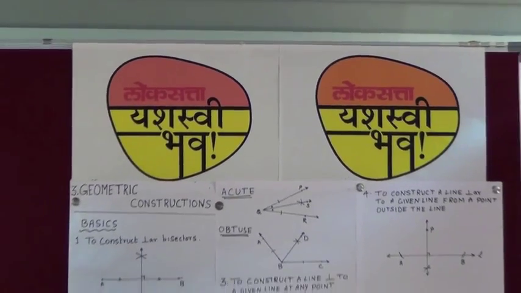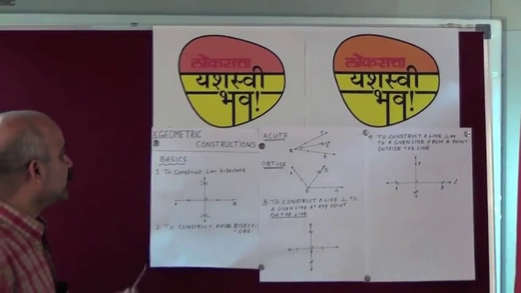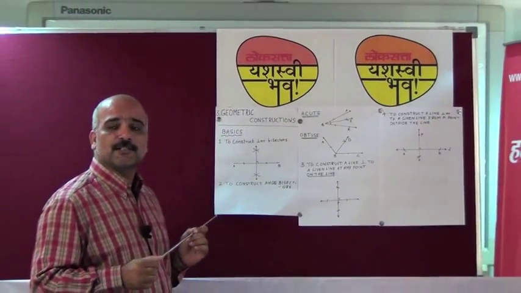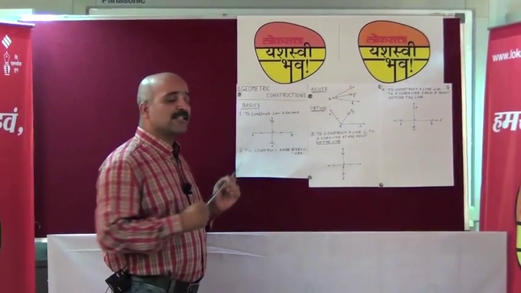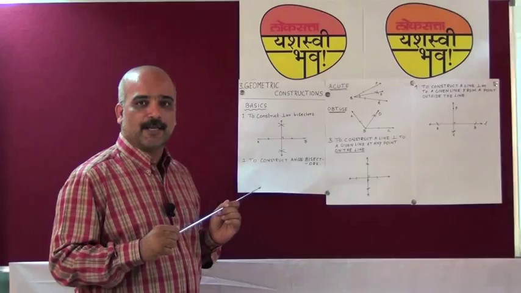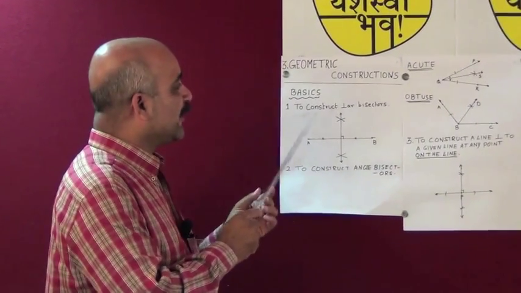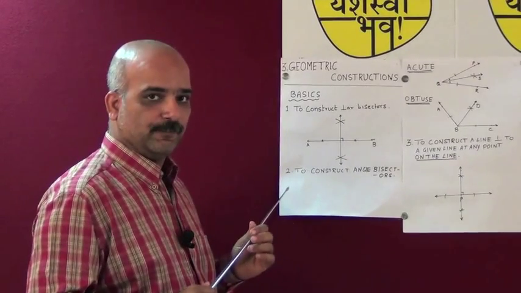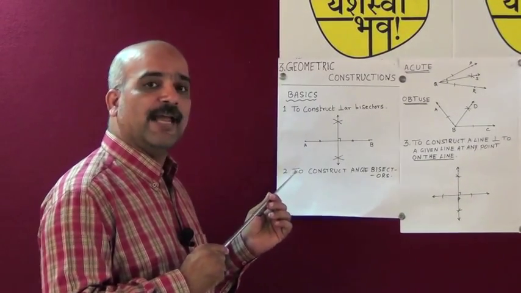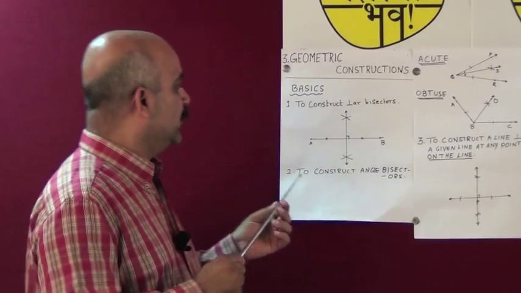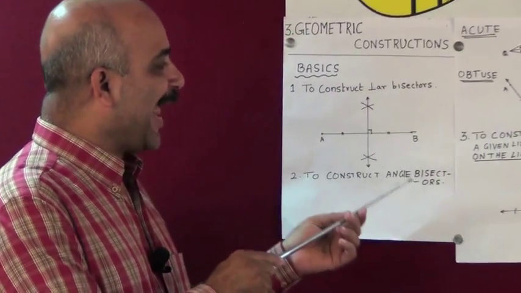Friends, we'll start with geometric constructions. To understand geometric constructions, we should know the basics of constructions which you have learned in the previous standard. Some basics as I have written here. To construct perpendicular bisectors, we have been doing this right from 6th or 7th standard. Second is to construct angle bisectors.